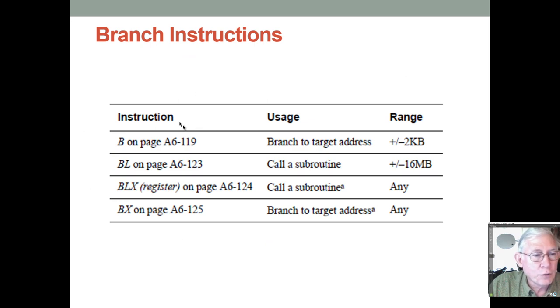I don't think we'll go through all this. I just want to basically show there's branch to target address, branch to a subroutine, essentially. And here's the range you can do of this. Branch based on a register and branch based on a target address.